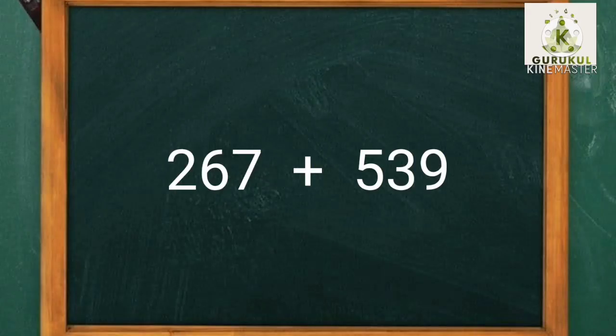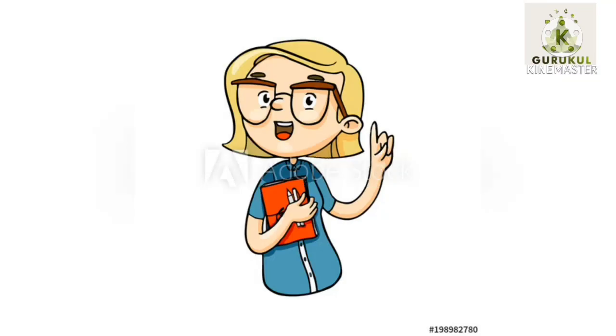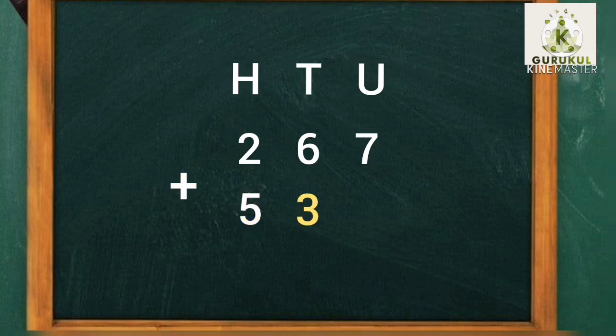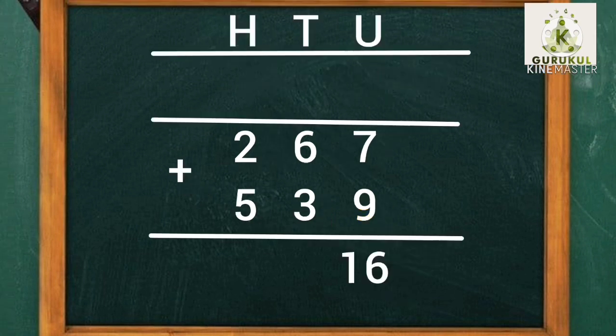267 plus 539. We will arrange it vertically first. So it will be 2 hundreds, 6 tens, 7 units plus 5 hundreds, 3 tens, 9 units. In the units column, 7 plus 9 is equal to how much? Yes, very good, 16. But what do we know about 16?